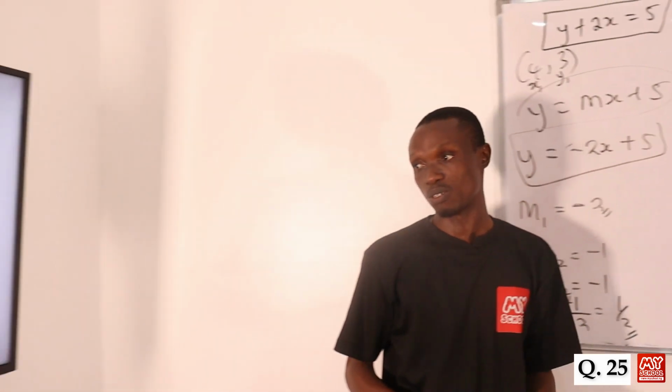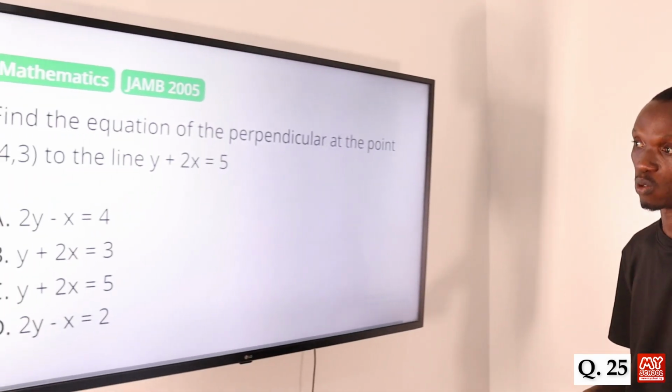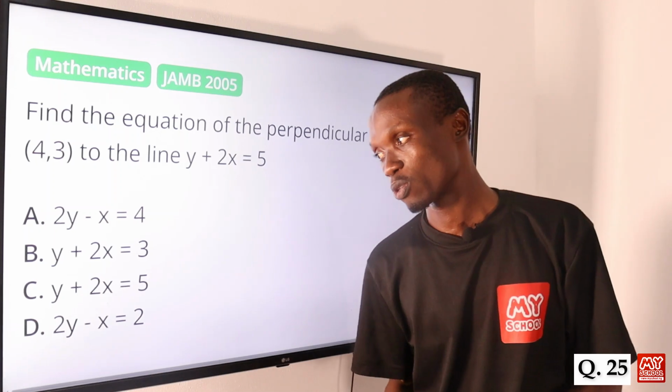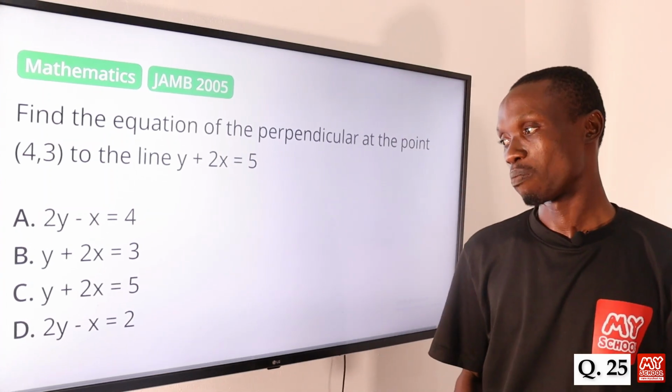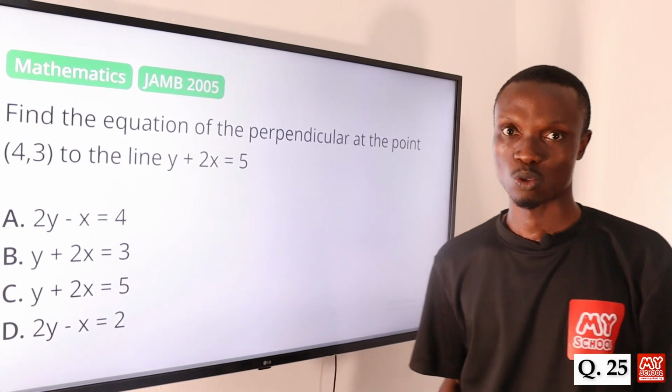So let's return back to the screen to put the correct answer to this question, and that is option D, 2y minus x is equal to 3.